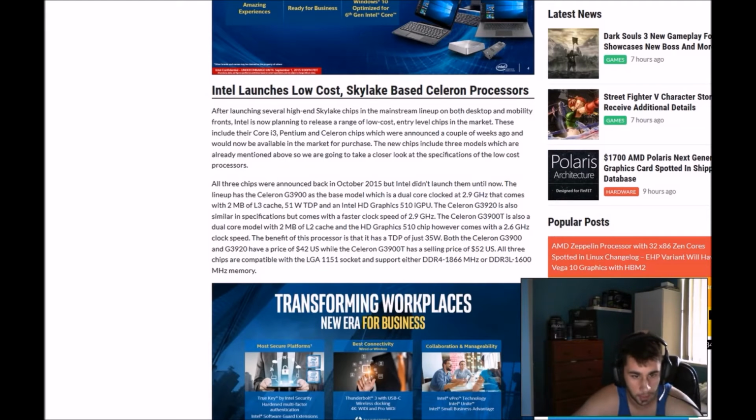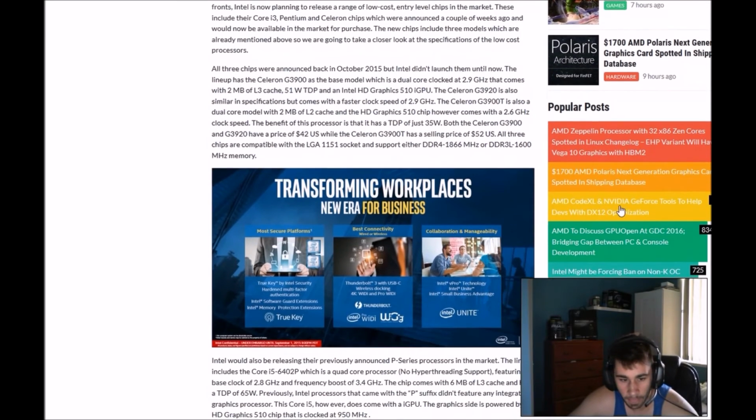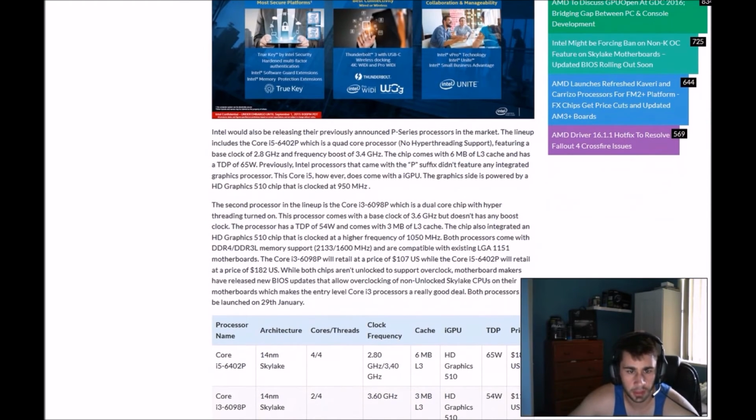All three chips are compatible with LGA 1151 socket to support DDR4 1866 MHz and DDR3 1600 MHz memory. Intel would be releasing the previously announced P-series CPUs in the market. The lineup includes the Core i5-6402P, which is a quad-core CPU, no hyper-threading support, featuring a base clock of 2.8 GHz and frequency boost of 3.4 GHz. The chip comes with 6 MB of L3 cache and has a TDP of 65 volt.